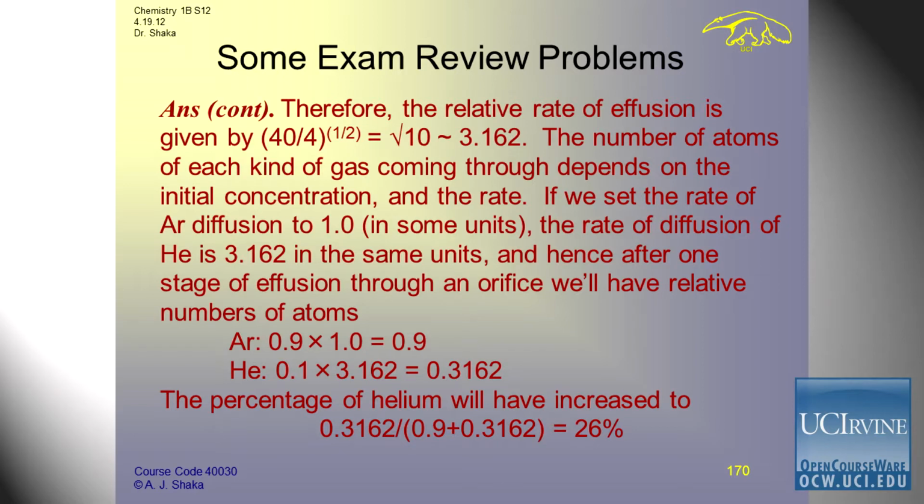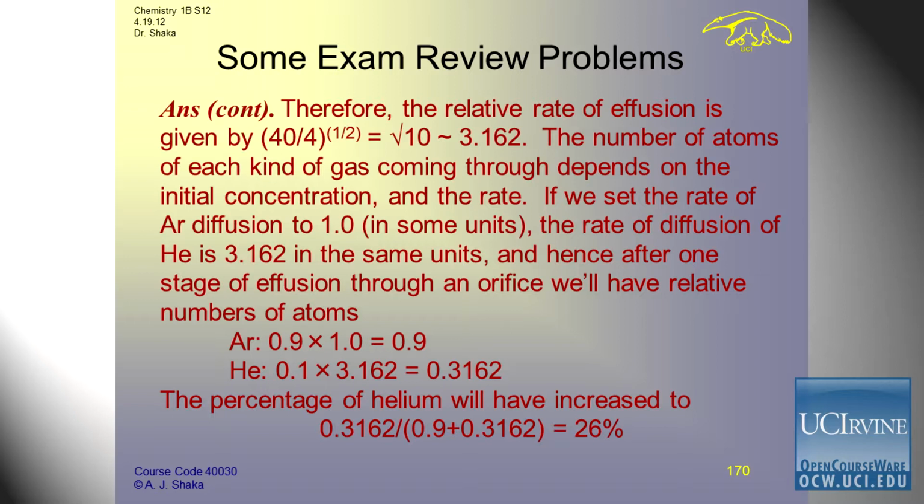And so if we set that rate of argon diffusion to 1 in any units, we know that the rate of diffusion of helium is going to be 3.162 times whatever that rate is. And hence after 1 stage of effusion, we could have this in seconds or hours, whatever, it depends on how accurate you want to be.